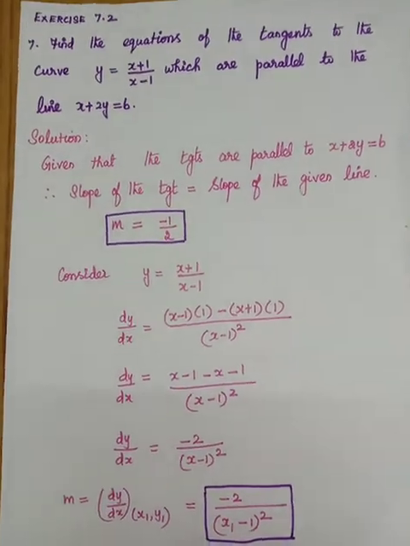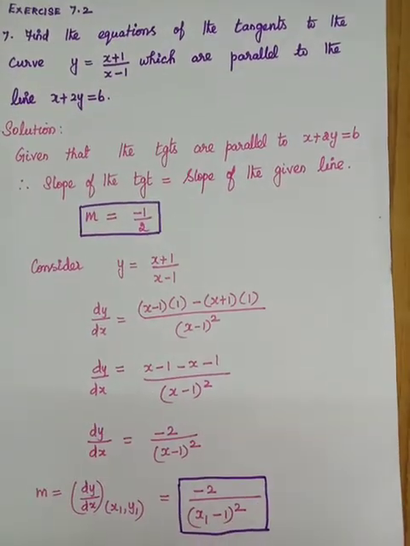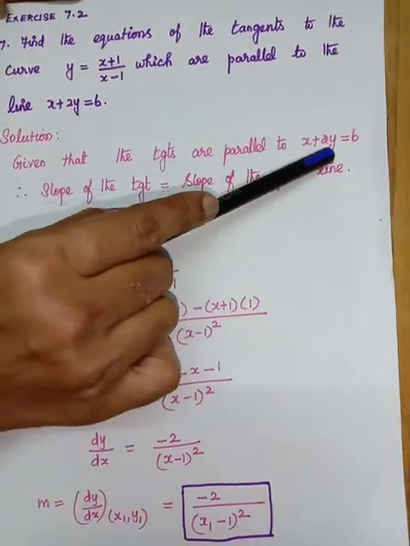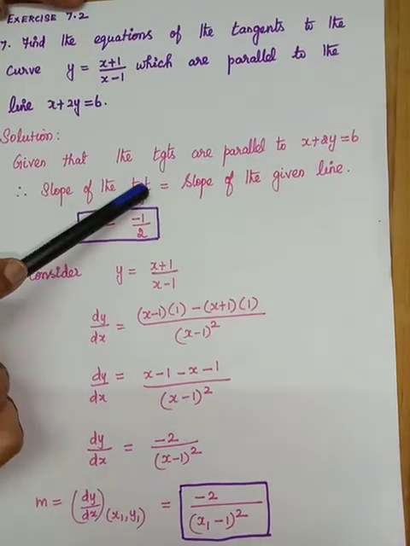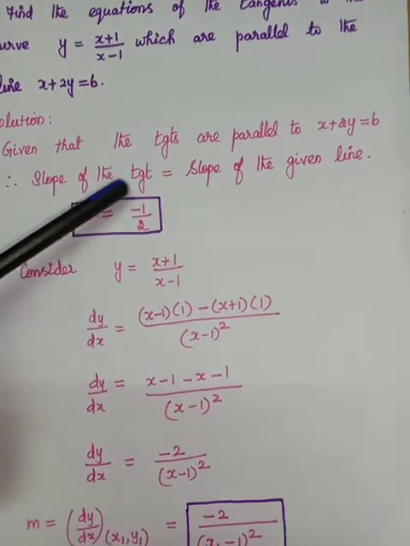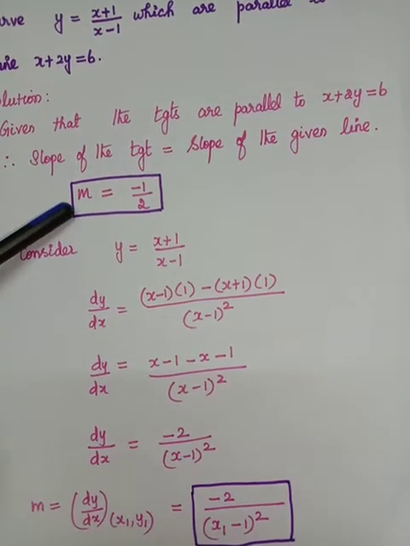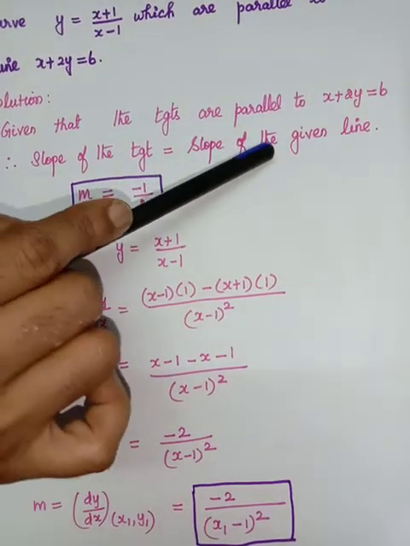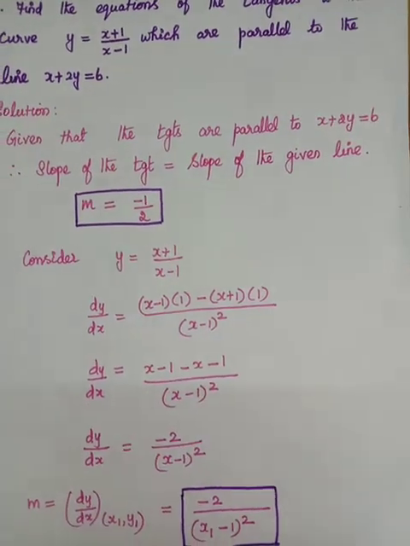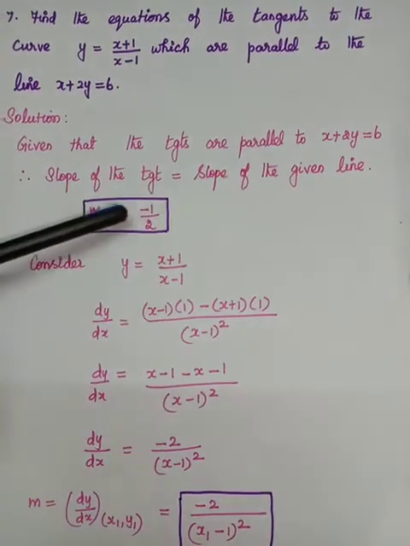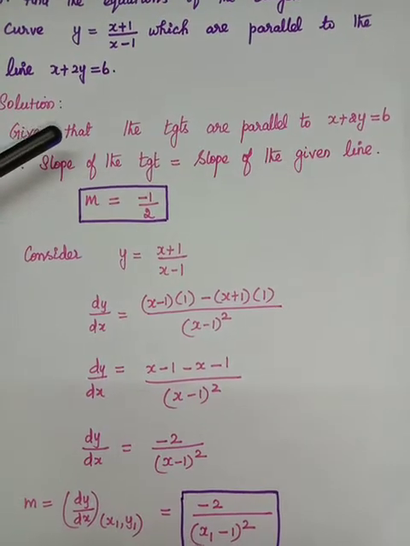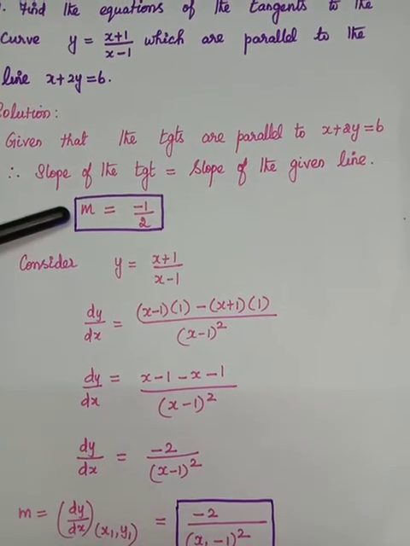If any two lines are parallel, their slopes are equal. So, here the tangents are parallel to the given line, so the slope of the tangent is equal to the slope of this line. We denote the slope of the tangent by m. How do we find the slope of the given line? Using the formula minus x coefficient divided by y coefficient, it will be minus 1 by 2. Using the parallel relation, we have found the slope of the tangent.